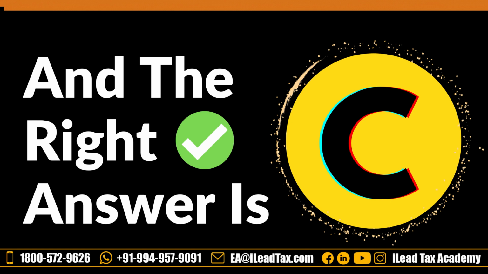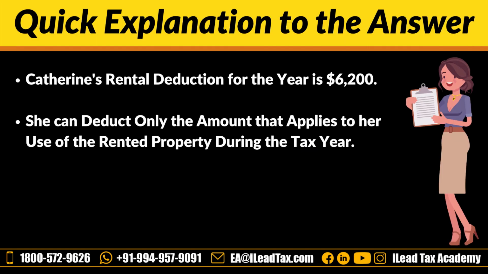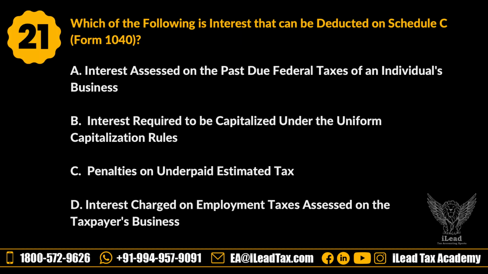6,200. Let's see why it is 6,200. Catherine's rental deduction for the year can be calculated by dividing the total lease payment by the number of years in the lease term. The total lease payment is 31,000, and the lease term is 5 years. So 31,000 divided by 5 years is 6,200. So the correct answer is 6,200. Let's go to the next question.